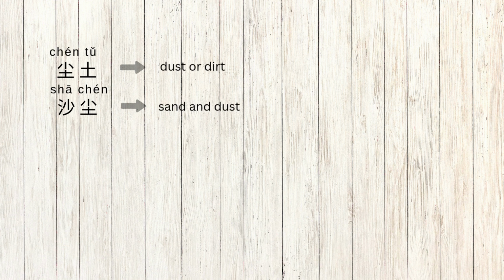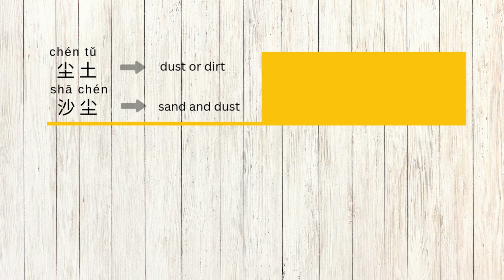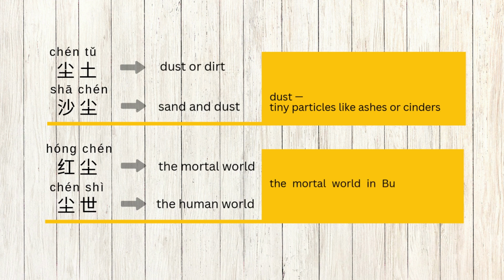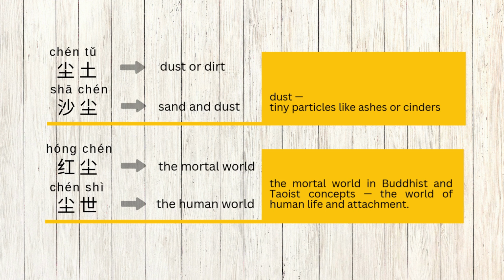For example, chen tu means dust or dirt on the ground. Sha chen means sand and dust, like what you see in a sandstorm. In these words, chen refers to dust, tiny particles like ashes or cinders. Hong chen means the mortal world, the world of human desires and emotions. Chen shi means the human world. It refers to the mortal world in Buddhist and Taoist concepts, the world of human life and attachment.